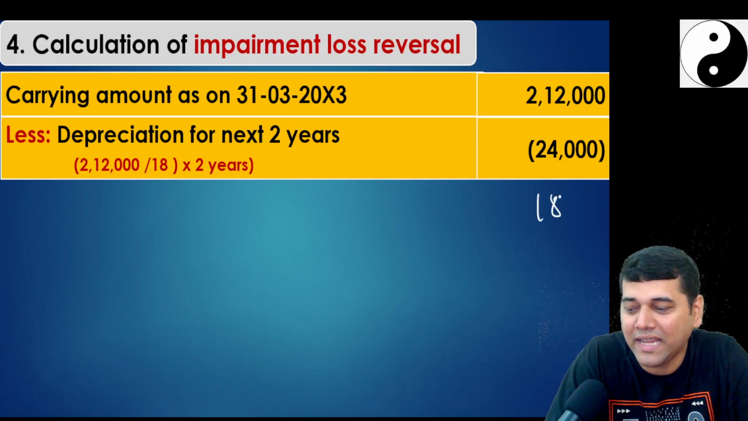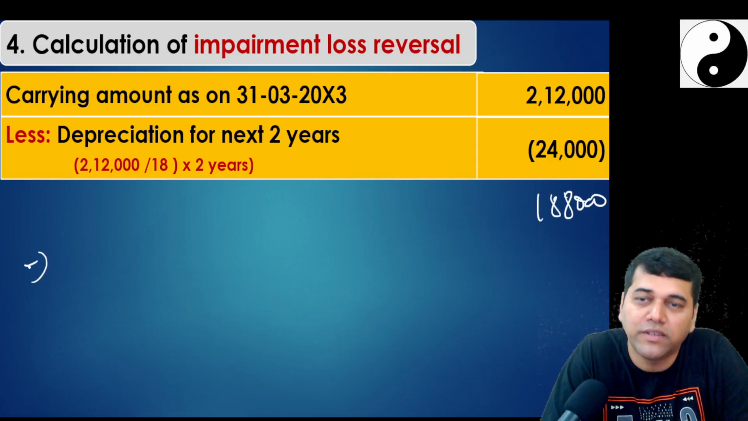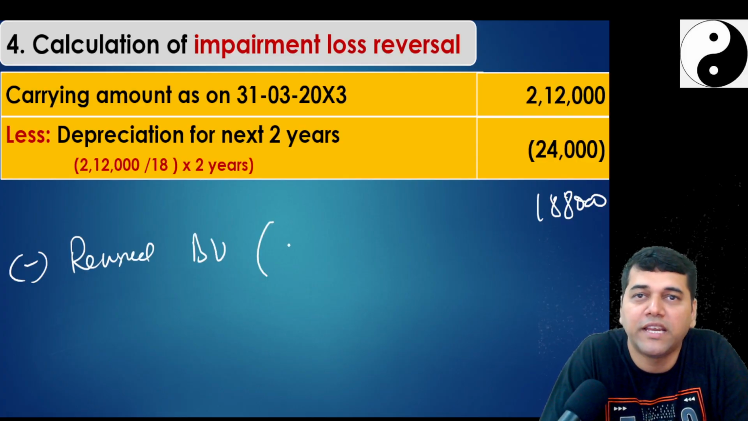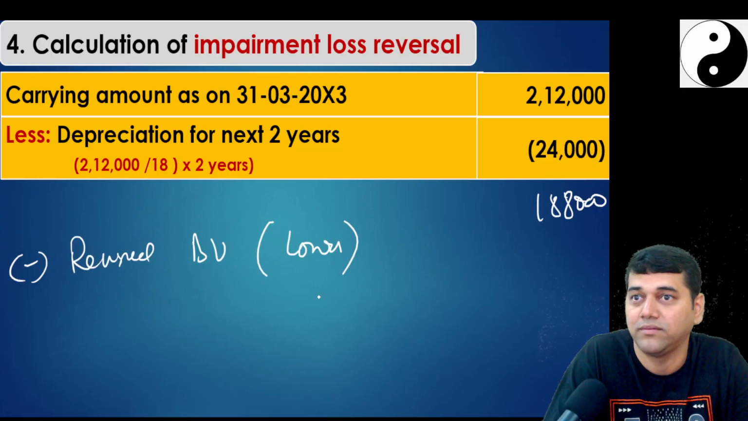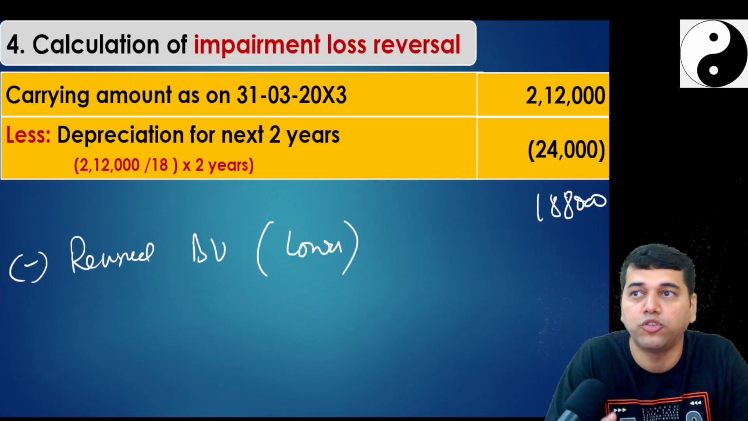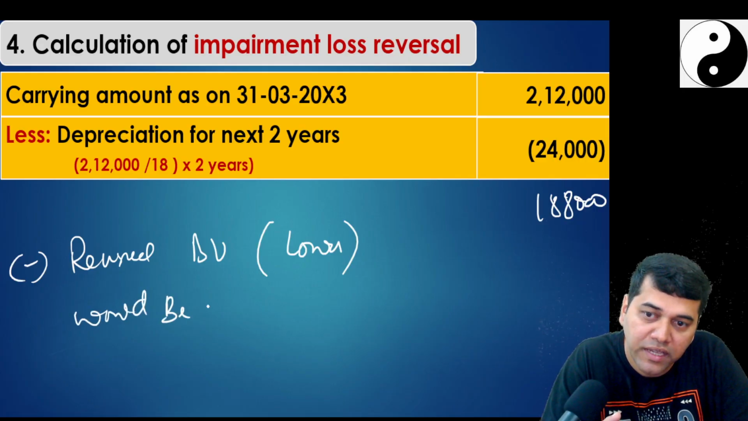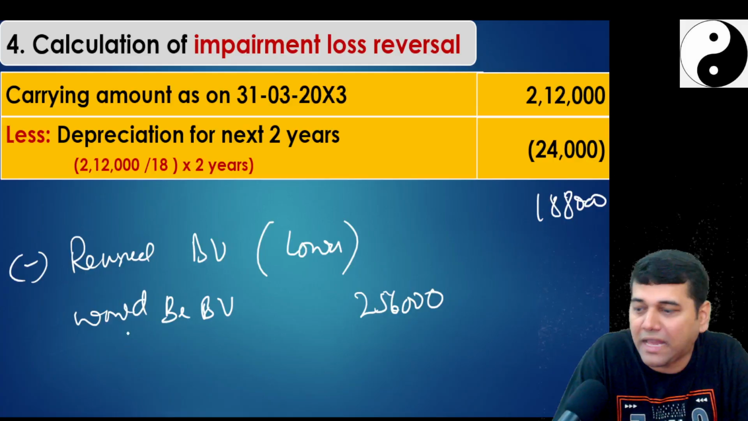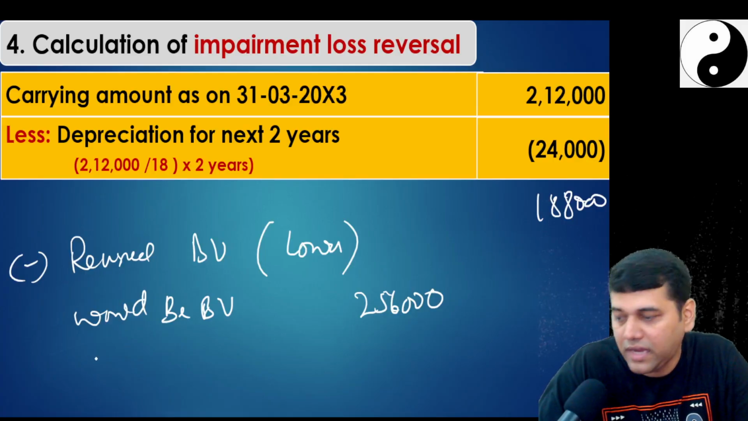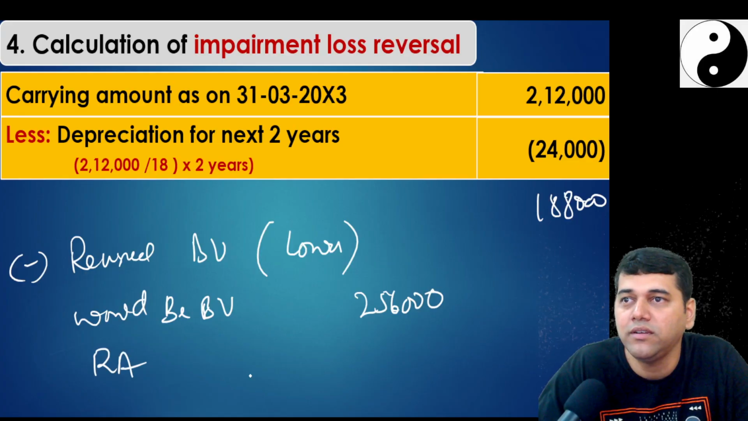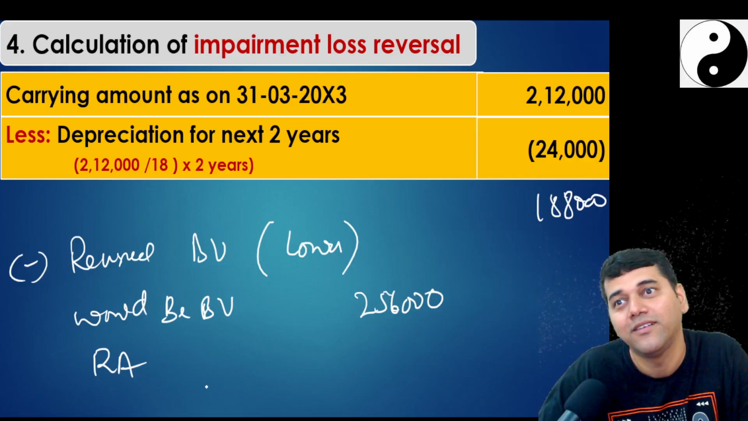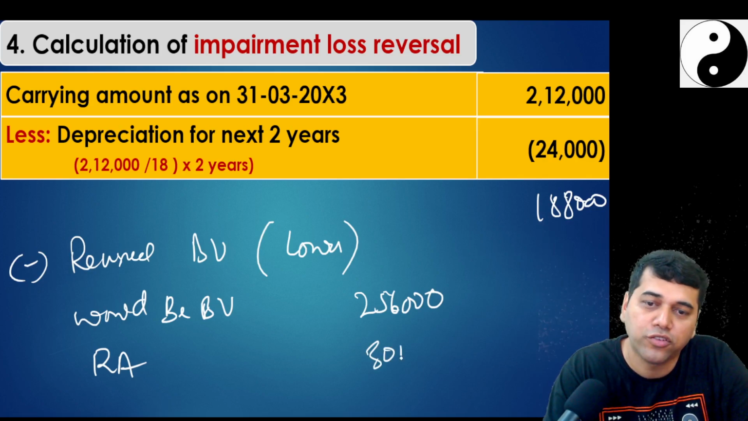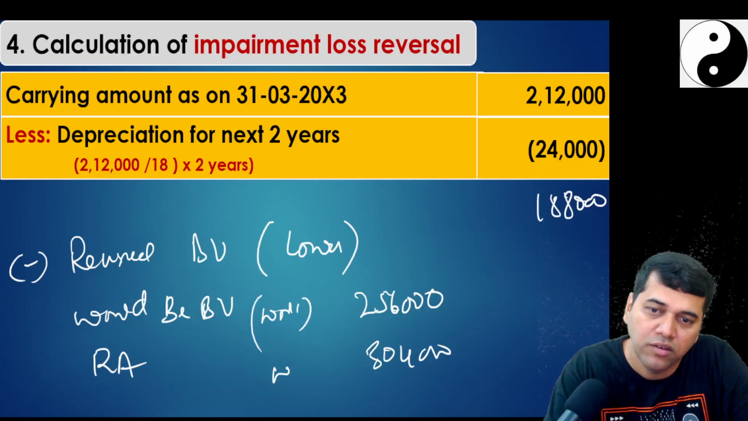So you understood? 1,88,000. To reverse this, I am going to have a revised book value. What will I write? Lower. The revised book value should be the lower of the would-be book value, which is 2,56,000, which you should have calculated in a small bracket here, and the recoverable amount, which is the higher of, which is 3,04,000. You can give a reference of working note number 1, working note number 2.